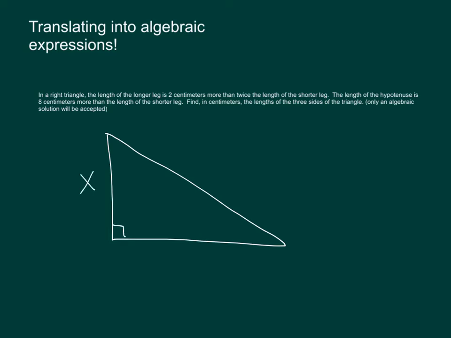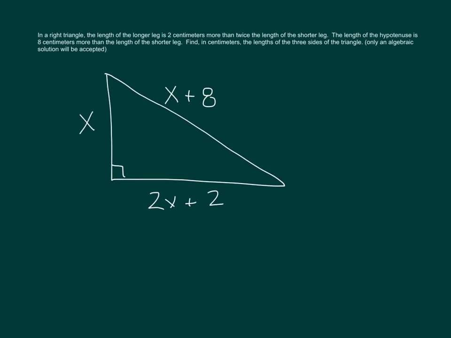So I'm going to let the shorter leg be x. The hypotenuse is 8 centimeters more than, which means plus. So the hypotenuse will be x plus 8. And the longer leg is 2 more than twice the length of the shorter leg. So that's 2x plus 2. And we know that we need to use the Pythagorean theorem here.